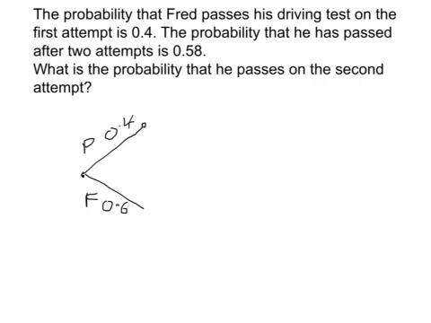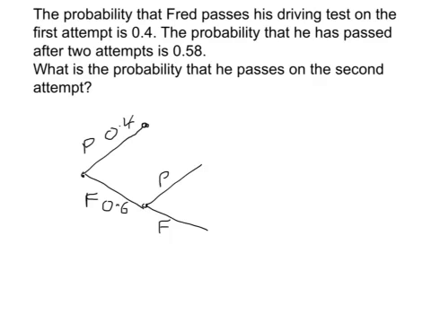Now obviously if he passes on the first go, he stops there. He doesn't retake his driving test, he stops there. But if he fails on his first attempt, he then retakes the test. And again, he can either pass or he can fail. But what we don't know this time is the probability of each of these. We don't know what the probability of passing or the probability of failing is. This is a conditional probability. The probability is changed based on his first go.